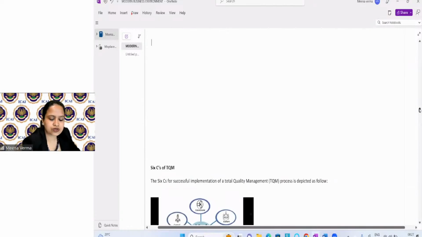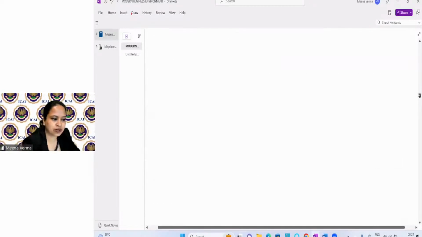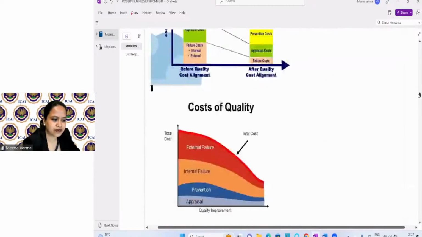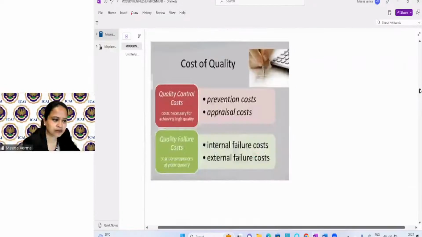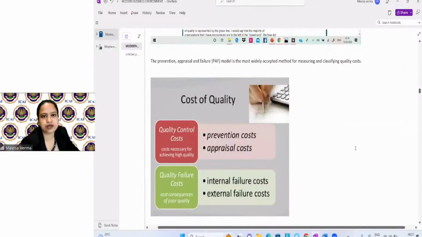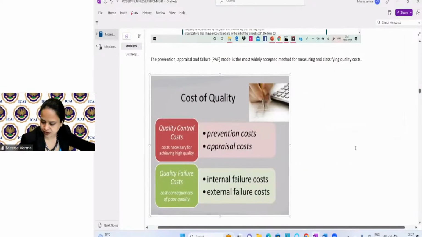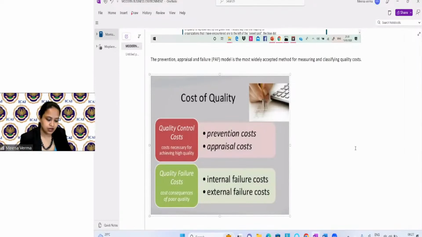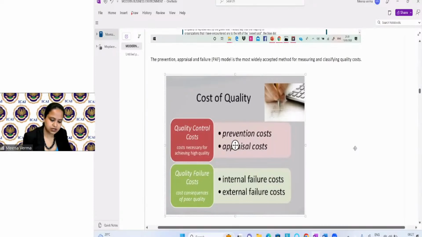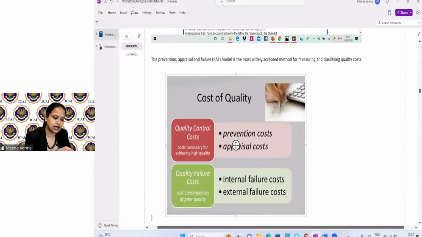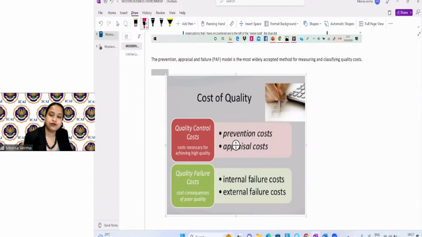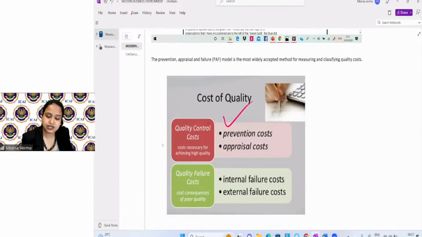Okay. So we have learned about this, right? We have learned about cost of quality. We have learned about all these costs, right? Prevention cost, appraisal cost, internal failure cost, and external failure cost. We have learned about these costs, right? Prevention cost, appraisal cost, internal failure cost, and external failure cost.